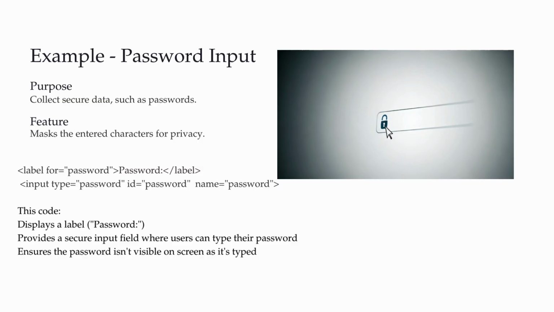Purpose: collect single line text data. Attributes: placeholder provides a hint about the expected input. Required ensures the field must be filled before submission.